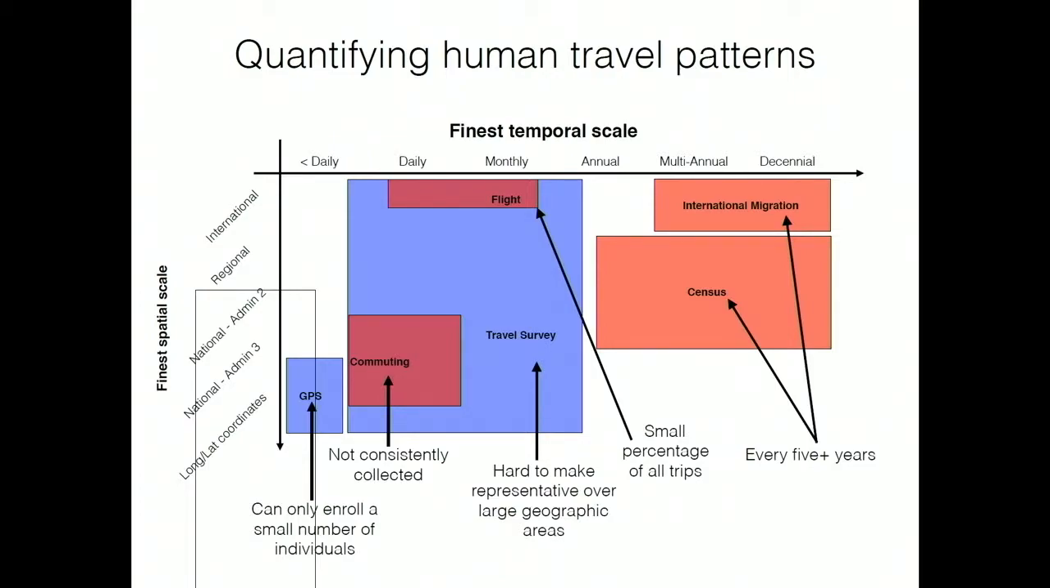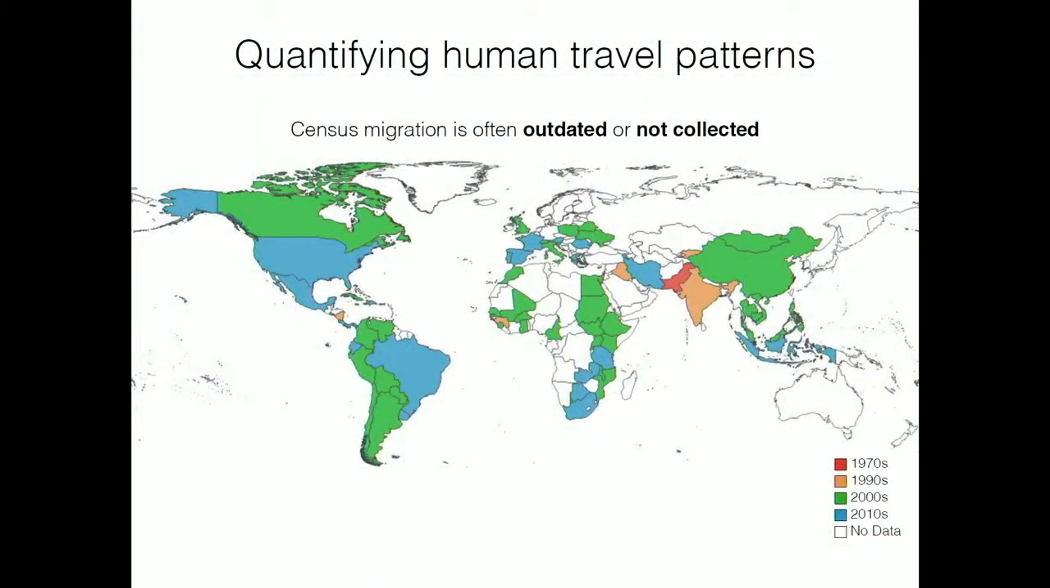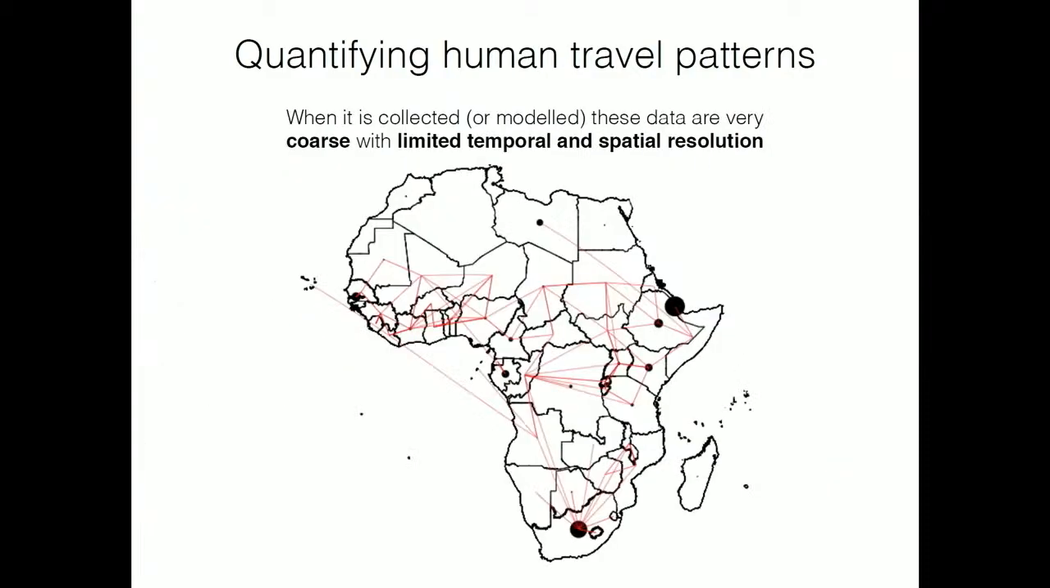So for example, GPS loggers might give you very detailed data, but it might only be about a few individuals. Things like a census or international migration data might not be frequently collected, and other types of data sets may not be available in countries you're interested in. For example, here's census migration data. This is a map that shows when the most recent census was collected that has an origin and a destination location. So in Pakistan, for example, it's the 1970s. So one could argue it might be a little bit outdated.